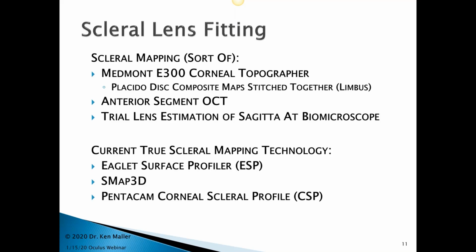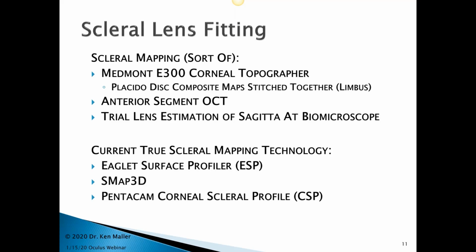Anterior segment OCT is nice. That tends to be a little bit more helpful once you get the lens on, so you can get a sense of how the lens is landing in any particular area. Again, you can also take some measurements and get some idea of sagittal depth, so that may help you in some trial lens estimation of what's going on there. And then you can just use your diagnostic set, put a lens on, and then estimate the sagitta at the biomicroscope. And don't sell short good clinical skills at the biomicroscope. They really can solve the equation of getting a lens to perform correctly.